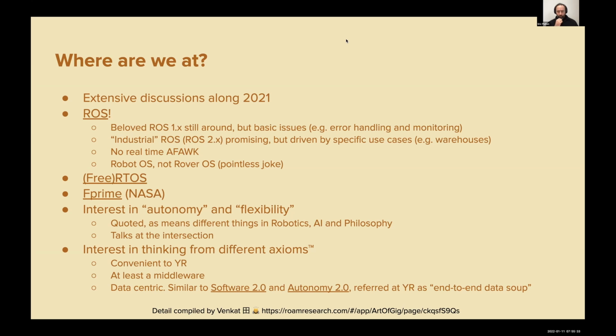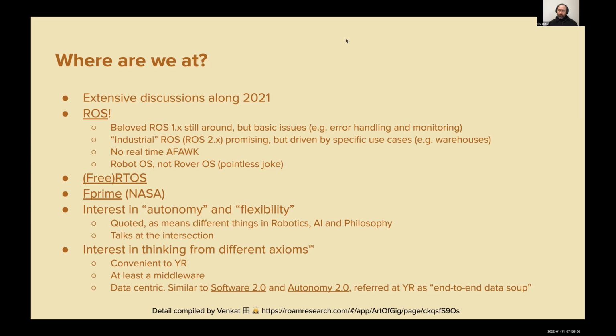To start, it's just a quick review of a few of the key things we talked about last year. Over the year, on several occasions, we went back to this topic. At the beginning, I think a lot of us entered this group thinking that maybe we would just be using something called ROS, the Robot Operating System, which is a beloved project by many, but it has several issues.